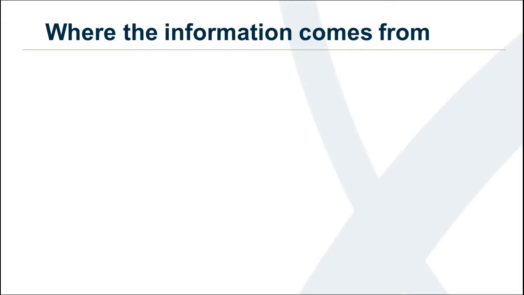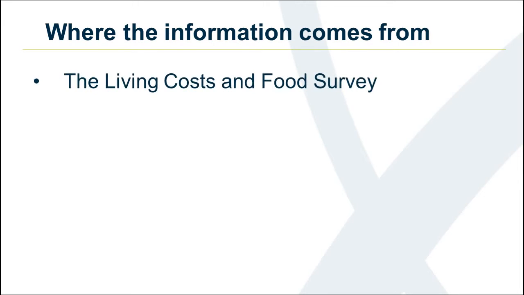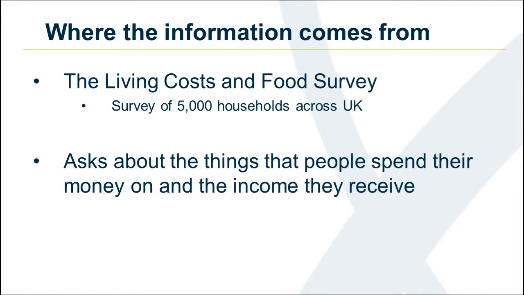The information comes from the Living Costs and Food Survey, which is a survey of around 5,000 households across the UK. The survey asks about the things that people spend their money on and the income they receive. This allows us to estimate the level of income inequality and how it's affected by taxes and benefits.